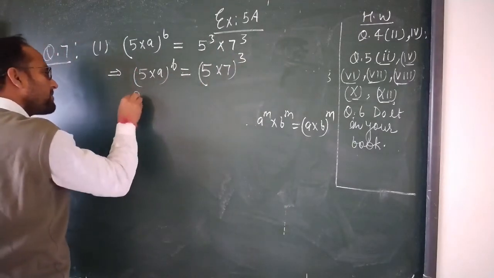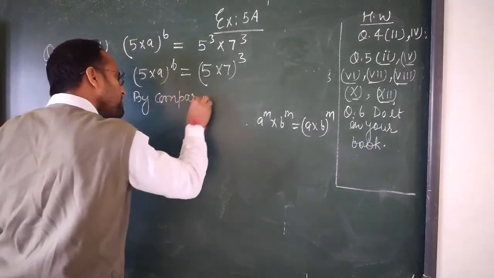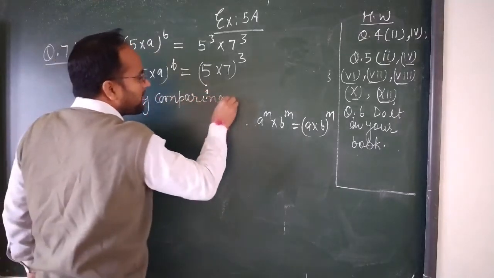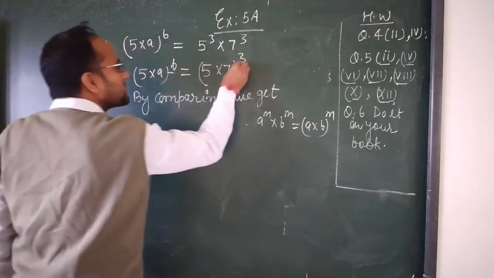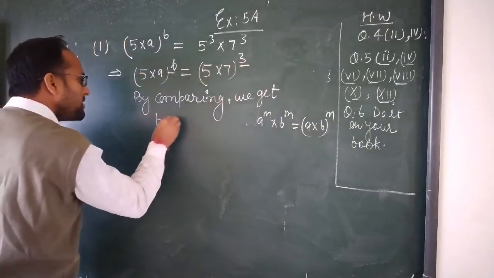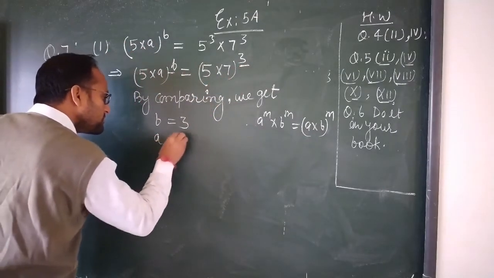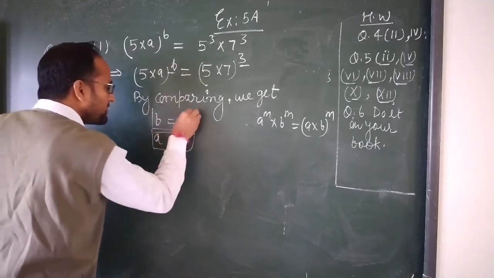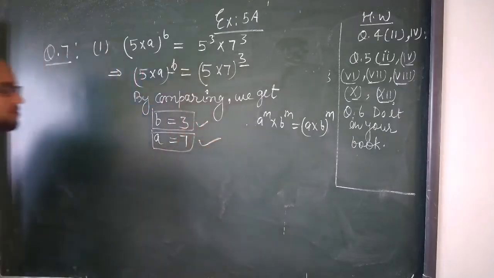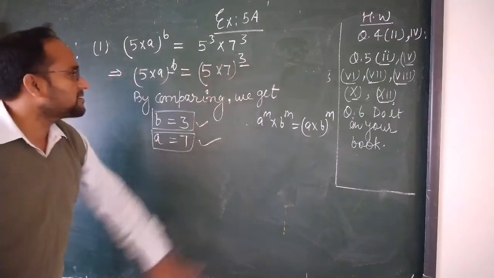By comparing, we get B is equal to 3 and A is equal to 7. Okay, so this is your answer, students. B is equal to 3 and A is equal to 7, by comparing.